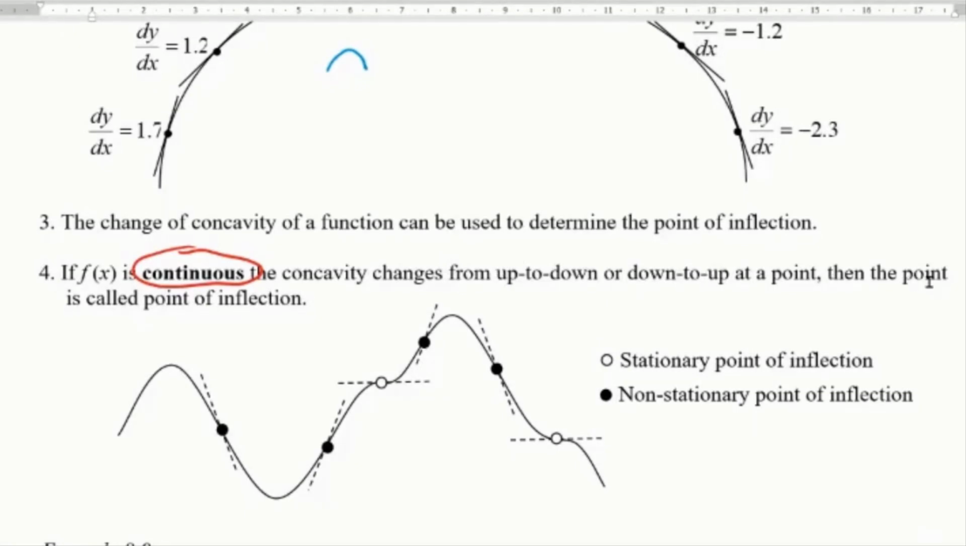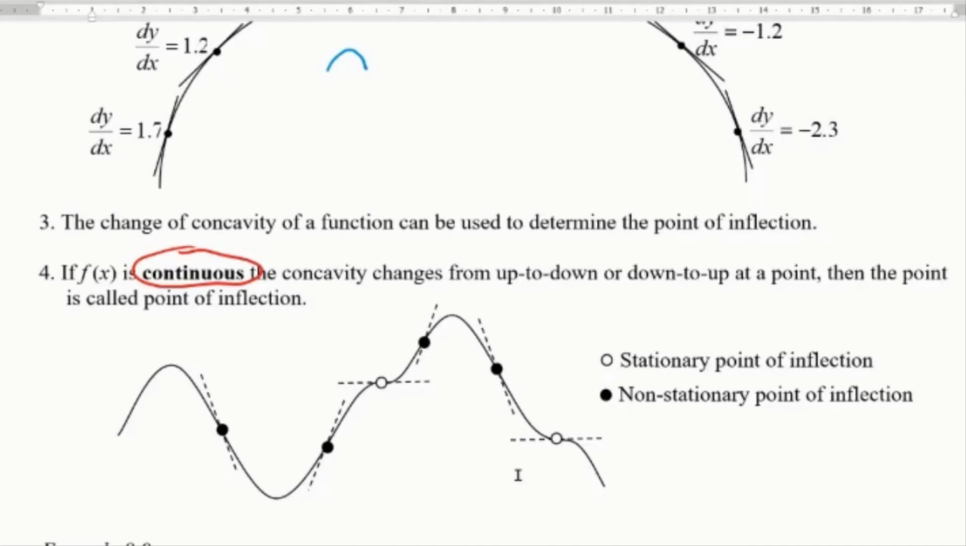Point of inflection only has one type, but maximum and minimum points have two types. Maximum point is changing from increase to decrease, and decrease to increase is minimum. But point of inflection has only one type. So we don't care whether it changes from upward to downward or downward to upward. Both are considered as inflection points.